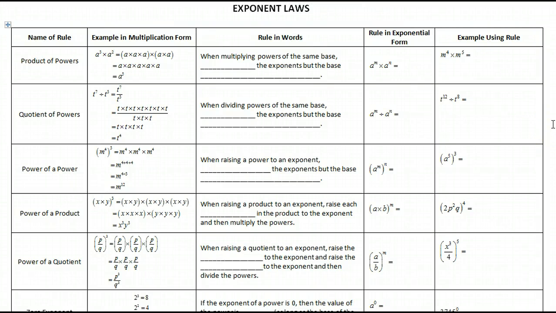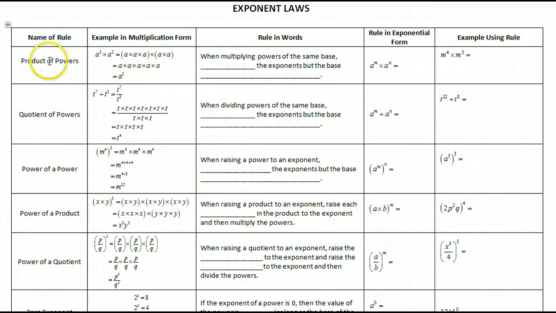Exponent laws. Okay, let's go through the exponent law worksheet together. And then you can do the exercises. Lots and lots of exercises, right? You need lots and lots of practice. Got to get this down to a fine art. So, let's lay out the laws.